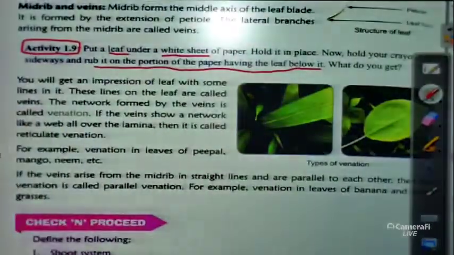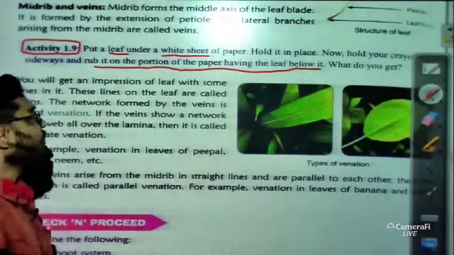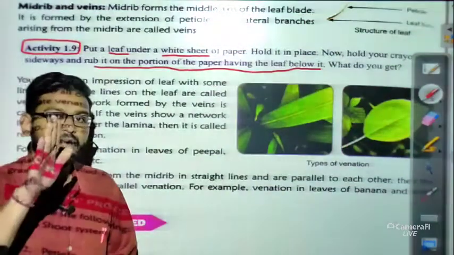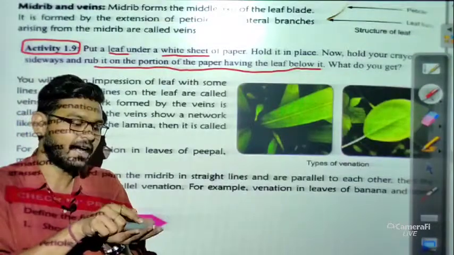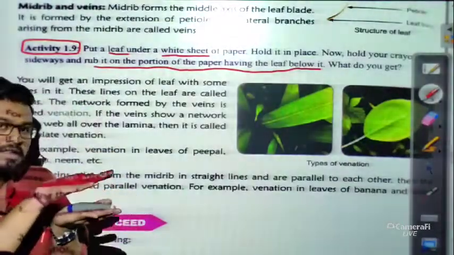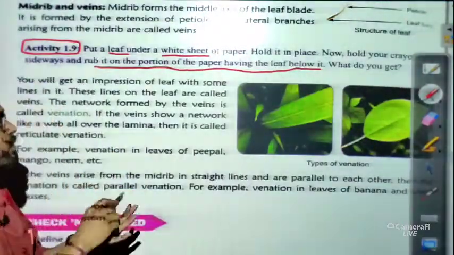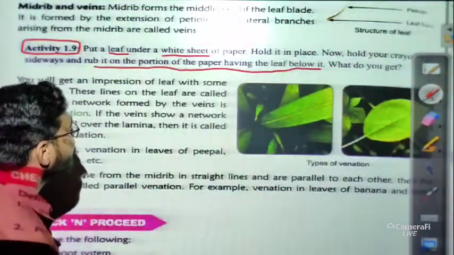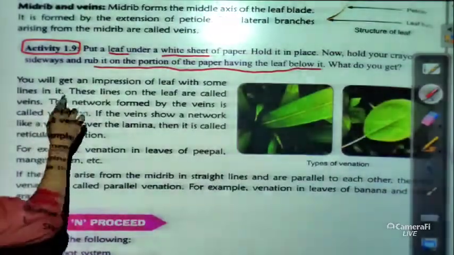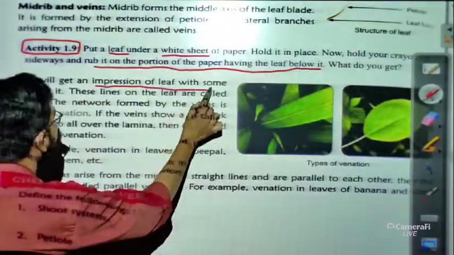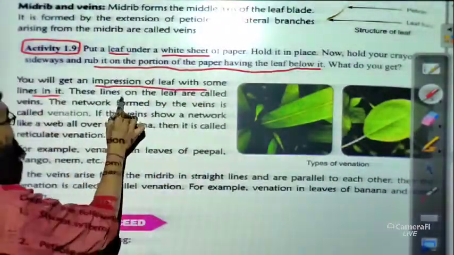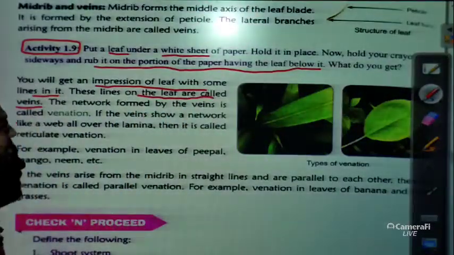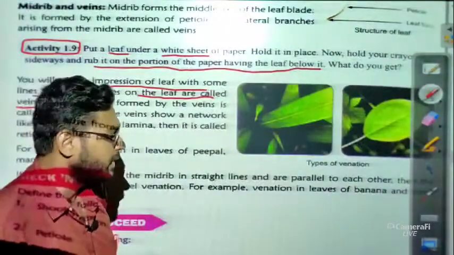So what do you get? If this is my white sheet of paper, and this is the leaf, I just put the leaf under the white sheet of paper and rub some crayon on it, okay. So what will you observe? You will get an impression of the leaf with some lines on it, okay. These lines of the leaf are called veins, okay. Veins means simply the lines, okay.